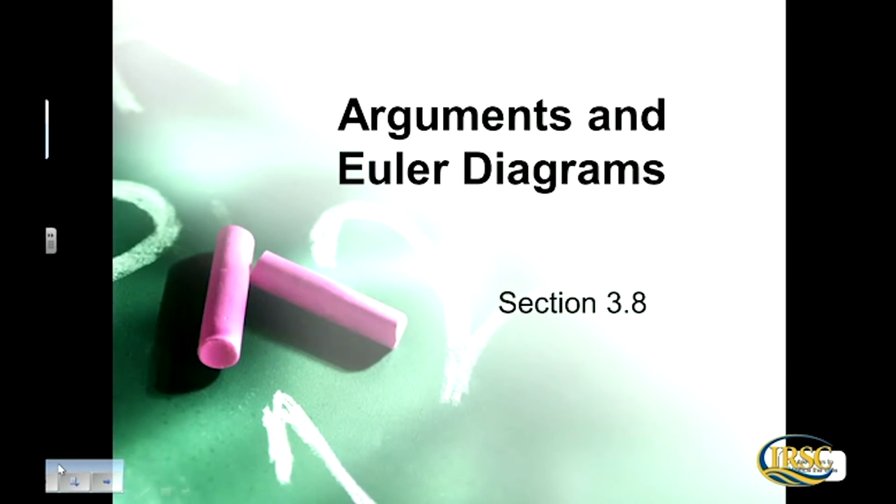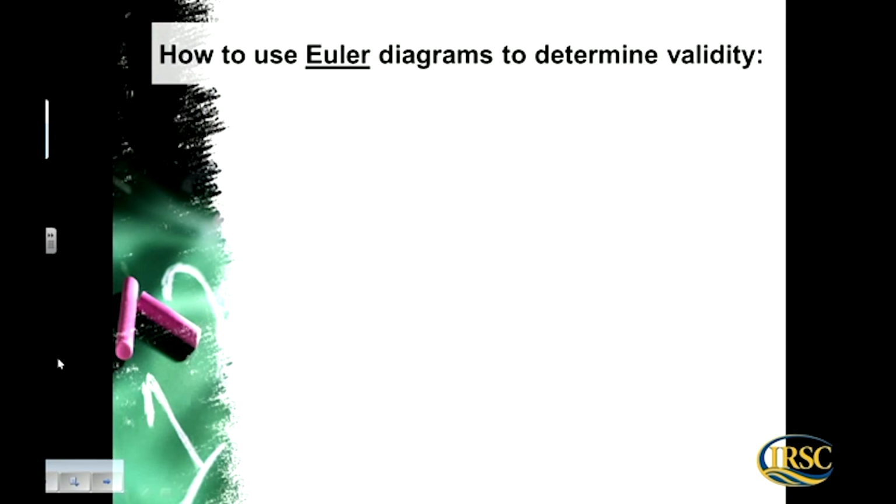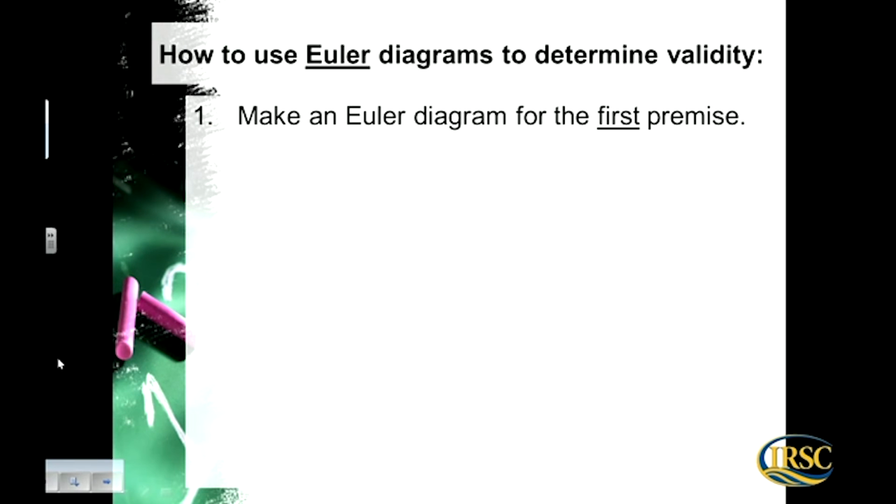Now, for section 3.8, it's also about arguments, but this time we're going to use a different way of proving whether they're valid or invalid called Euler diagrams. So it looks like Euler, but the guy's name is actually pronounced Euler. And so this is how you use Euler diagrams. Now, basically, Euler just used Venn diagrams. So Euler diagrams look just like Venn diagrams.